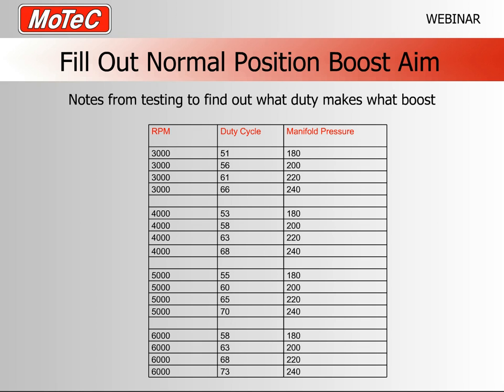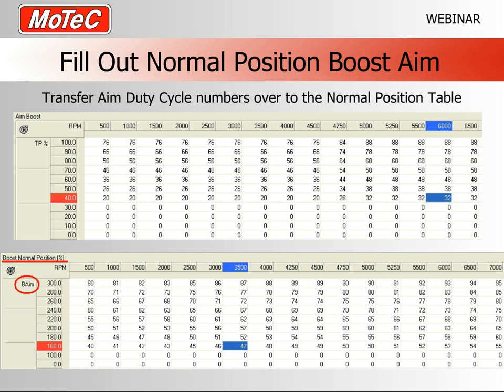Now you could update these figures based on testing you've done after setting up the open loop boost control. So we could review and maybe change some of these figures and work out in real life, on the racetrack, on the water, wherever you're testing, if we're at 3,000 revs, what is the duty that makes 220 kPa? All right, 5,000 revs, what is the duty that makes 220 kPa? See, it's different. So we take this information and put it into our boost normal position table. Here's our boost normal position table, with the boost aim channel. And now at 220 kPa, at 3,000 revs, 61% duty is what's required on the solenoid to make that boost at that RPM.